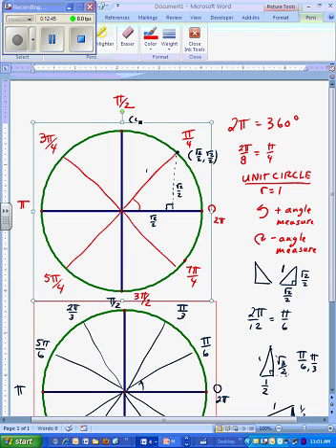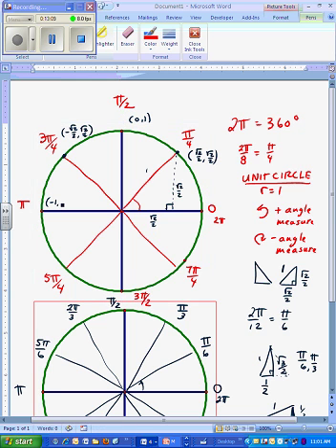This one up here is going to be 0, 1. That's a quadrantal angle. Quadrantal angle means that it's on the axis. This one over here is in the second quadrant, so the point would be negative square root of 2 over 2, comma, positive square root of 2 over 2. This point here would be negative 1, 0. This one is in the third quadrant, so I'm looking at negative square root of 2 over 2, negative square root of 2 over 2.